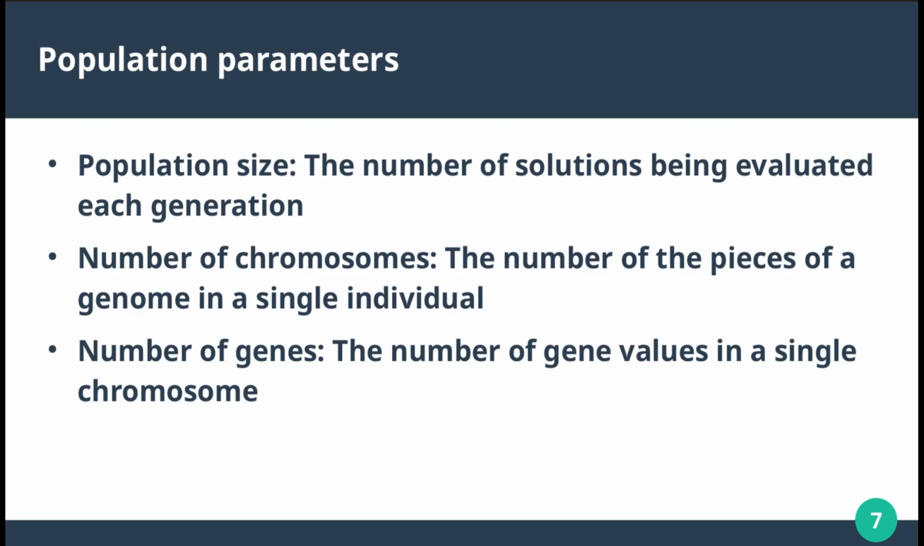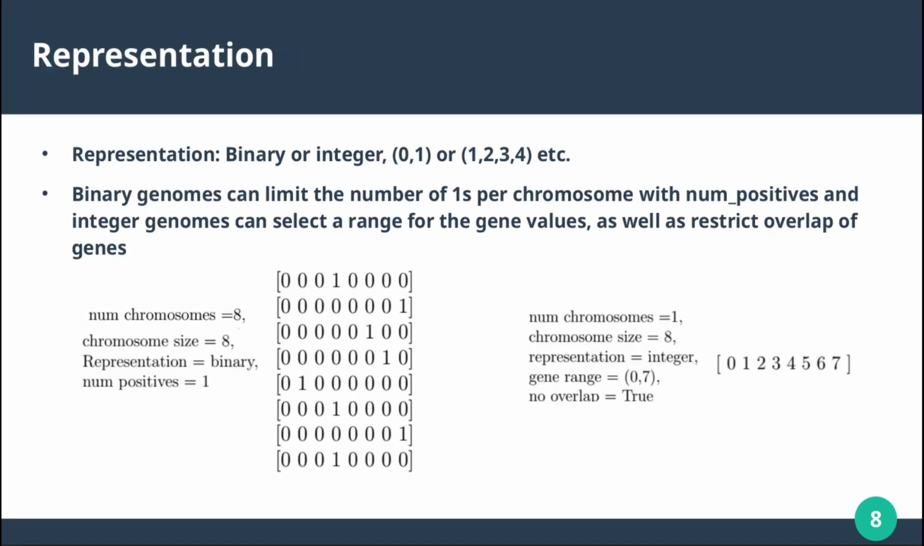So here you see two genomes, and you will notice that these are different. One of these has 64 genes in 8 chromosomes, and the other one actually has 8 genes in one chromosome. But more importantly, one of these has genes ranging from 0 to 64 and the other just has zeros or ones. This is because of the representation variable.